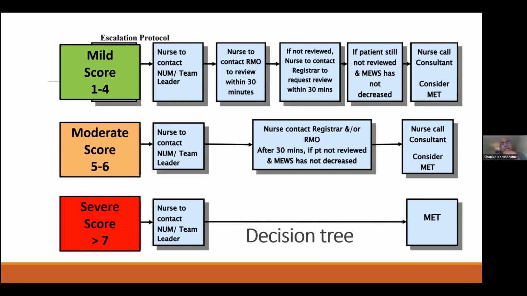This is a bit of a summary of how to act in a situation like this. This is actually the Australian algorithm. With a mild score, usually the nurse contacts the team leader, or the nurse in charge, or the matron or sister. Then he or she will ask the medical officer to review the patient within the next 30 minutes. If the medical officer is not available to review, they will triage it to the next senior person, the registrar, to review within the next 30 minutes.